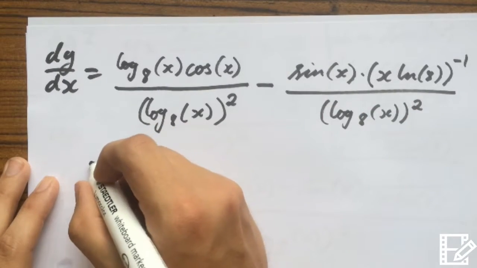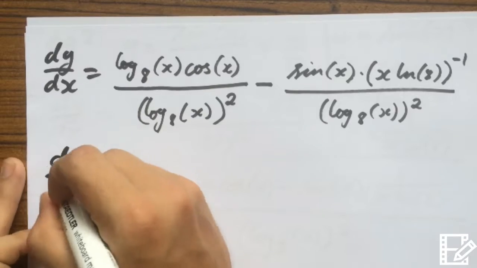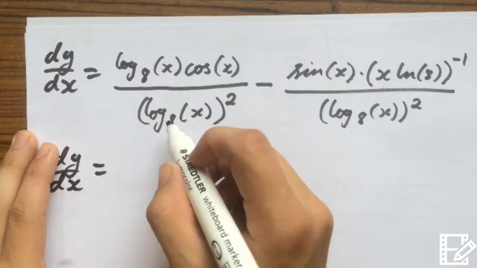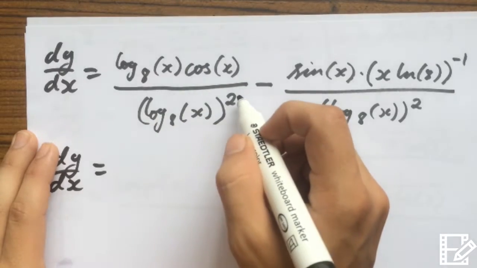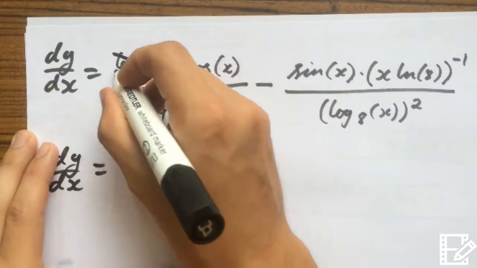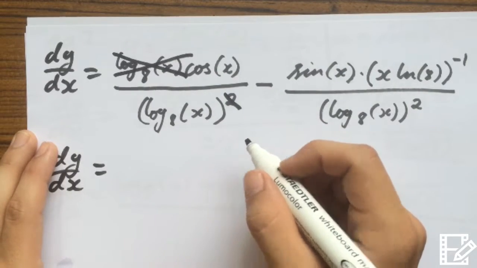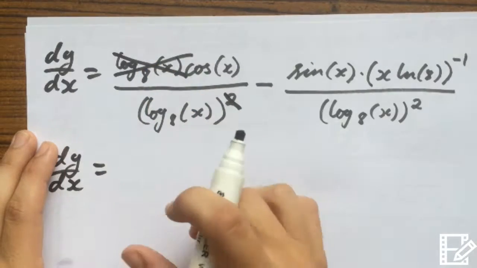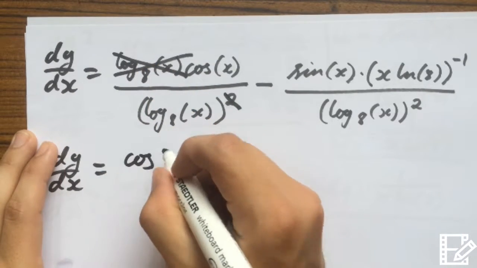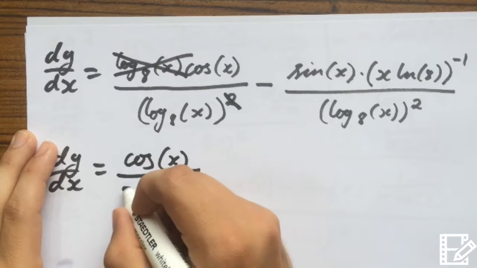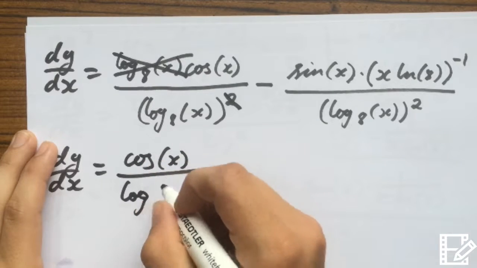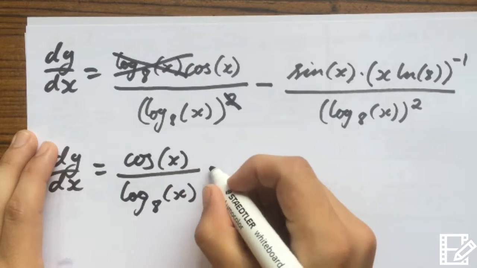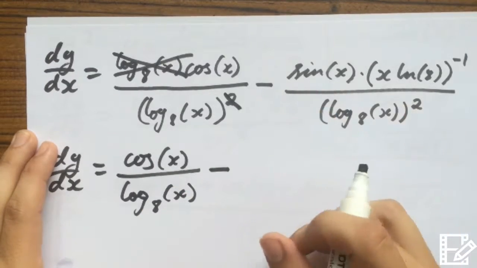Okay, if we simplify this a little more, log to the base 8x over log to the base 8x all squared, we can take the power off and take this off altogether. So we're taking one off the power and we're taking one off this one, which will get rid of this and leave this the same. Rewriting it will be cos x all over log to the base of 8x. That's one side done. Minus, simplify this side.